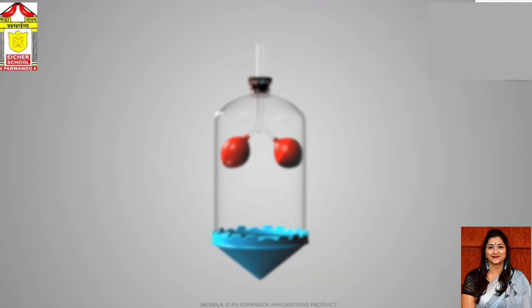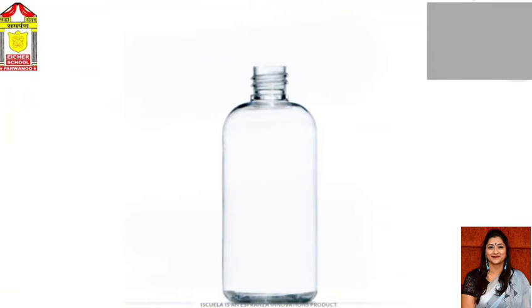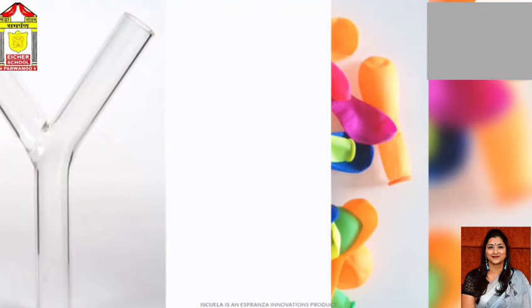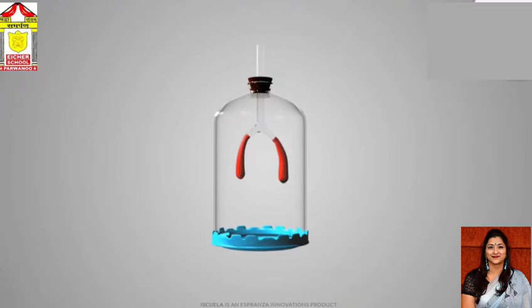Children, the material that we'll require for this activity is a thin sheet of rubber or plastic, a white plastic bottle, two balloons, and a Y-shaped glass or plastic tube. Make a hole in the lid of the bottle so that the tube can pass through it. To the forked end of the tube, fix two deflated balloons. Now introduce the tube into the bottle as shown here.